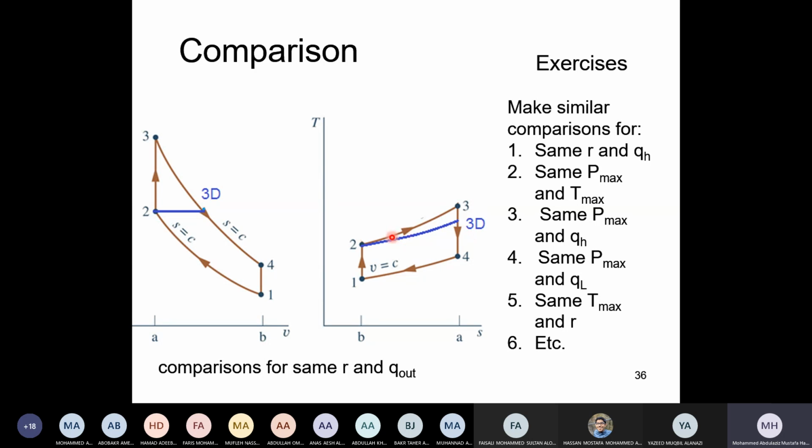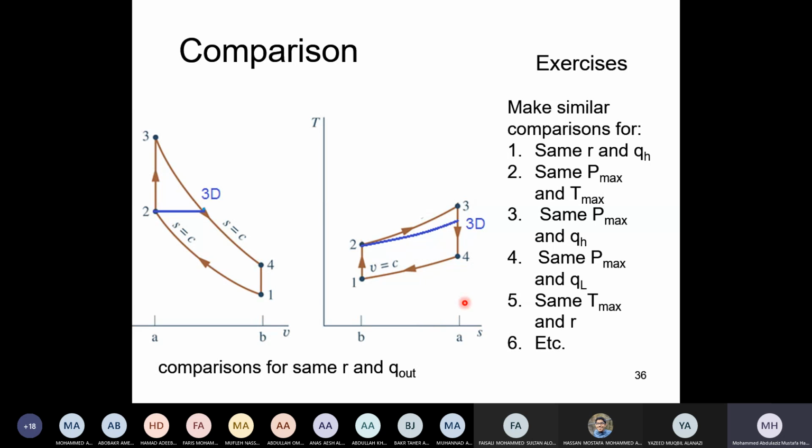So from the first law of thermodynamics, W net is more for the Otto cycle, QL is the same, so it has higher efficiency. If we go to the second law of thermodynamics, then we add heat at higher temperature, which means that this is more reversible, and therefore we say that the efficiency is more.